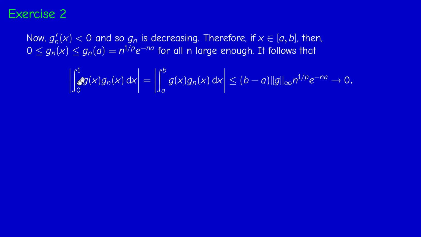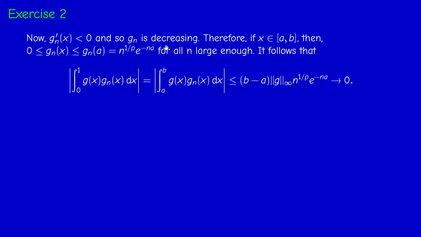Now we evaluate the integral of g against g_n as we did in exercise 1. Since the support of g is contained in [a, b], this means that g vanishes outside [a, b]. So the integral from 0 to 1 of this function is also equal to the integral from a to b, because outside [a, b], g is 0. Any function vanishes outside its support.